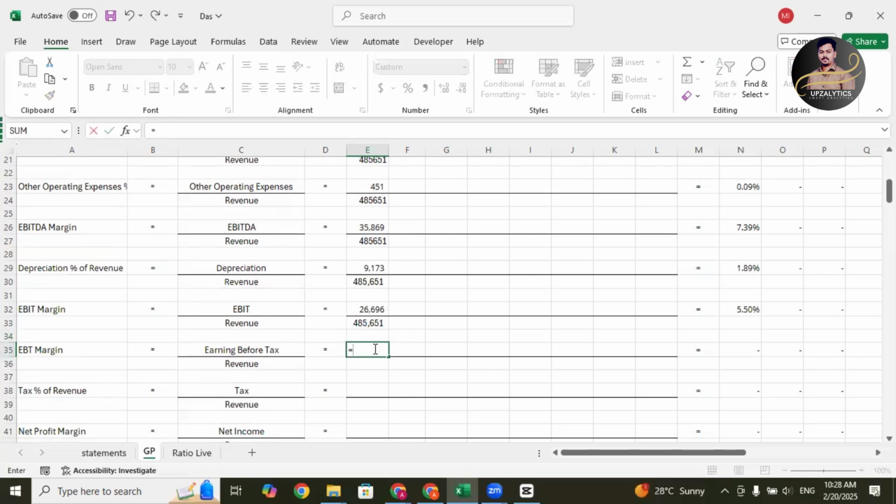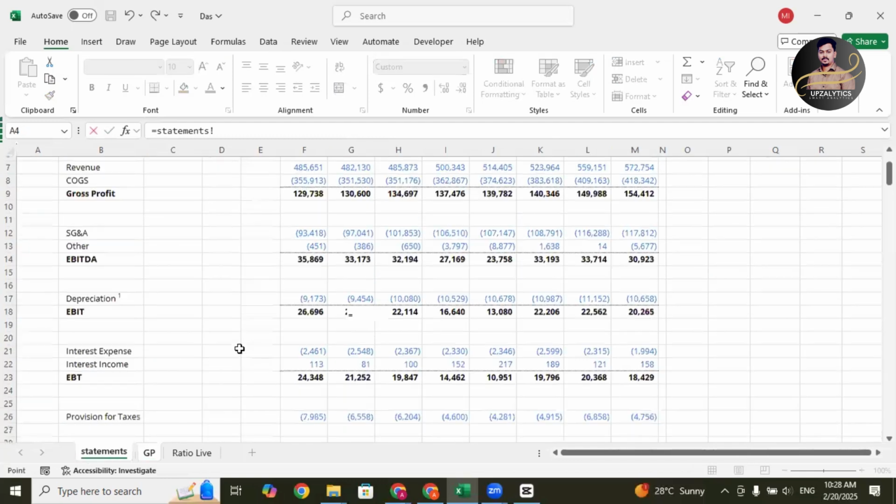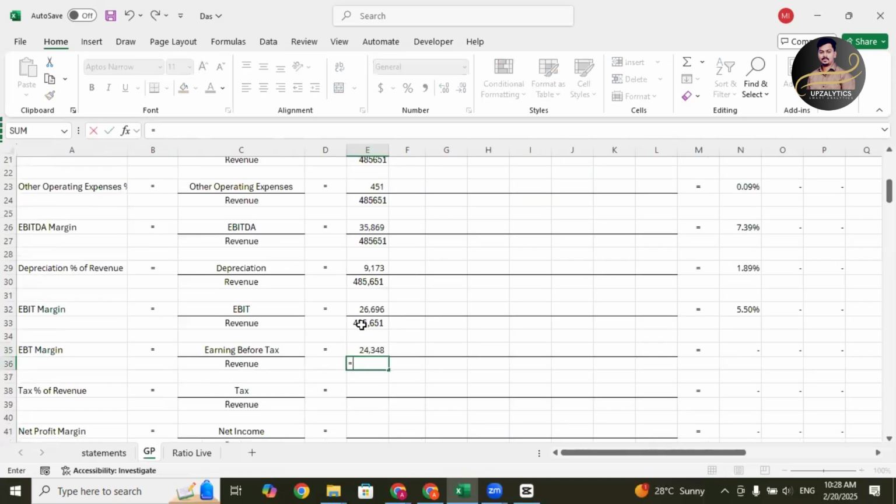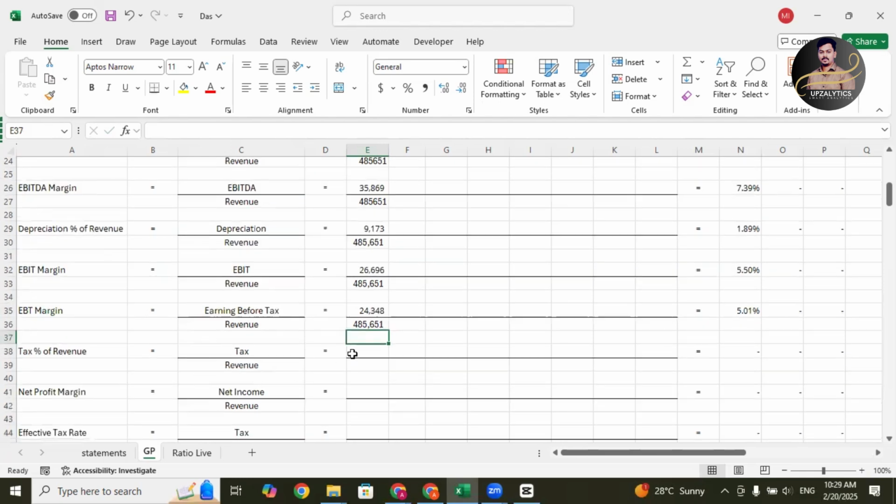Another thing, we have earnings before tax. Earnings before tax we can take from this section. Earnings before tax also we divide by revenue, around 5 percent. So the difference between EBIT and EBT is only the interest expenses, we know. Around 0.49 percent of interest expenses we have.